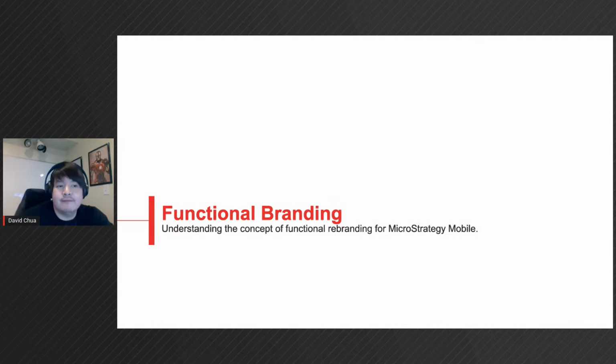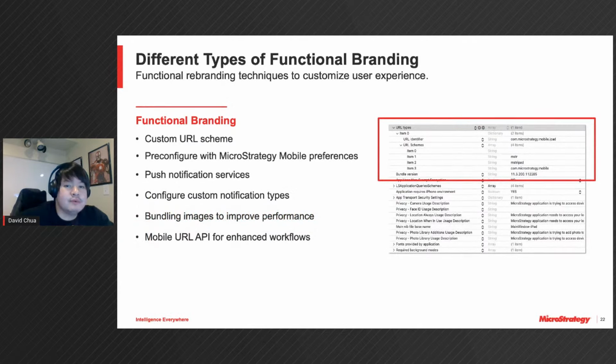So now that we have talked about the visual aspects, we'll be talking a little bit more about the functional branding for MicroStrategy Mobile. In terms of functional rebranding, you can think of visual rebranding as the UI aspect, which is just the user interface. Functional rebranding is basically about the user experience. So this can be improving the bundling of images to improve performance, enhancing workflows using our mobile URL API, and creating custom URL schemes to launch your specific apps.